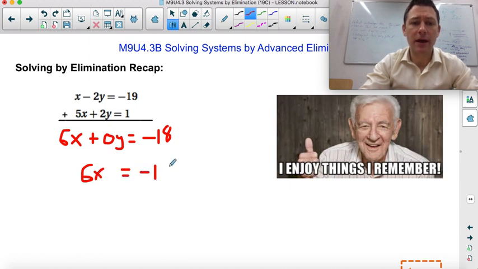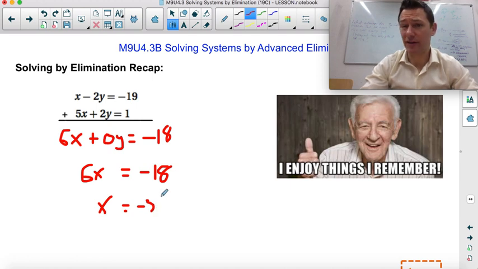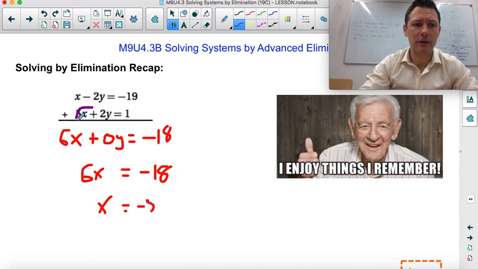And you can divide by 6, and you get x equals -3. Cool. We're 90% done, but only have half of the answer. We take our -3 and put it back into either that x or that x. Pick the top one because it's easy. You get -3 minus 2y equals -19.